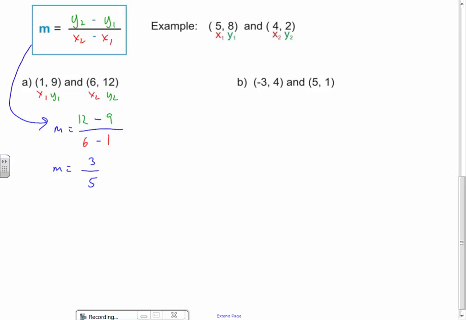This line has a slope of 3/5. For every 3 units up, it goes 5 units to the right. It could go 3 miles up and 5 miles right. It could go 3 inches up and 5 inches right. It could go 3 kilometers up and 5 kilometers right. It's in the ratio of 3 to 5. 3 units up, 5 units to the right.